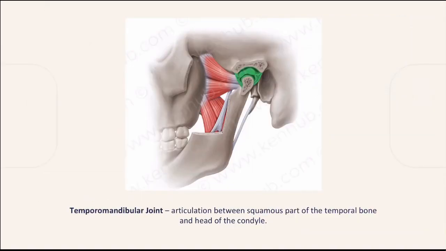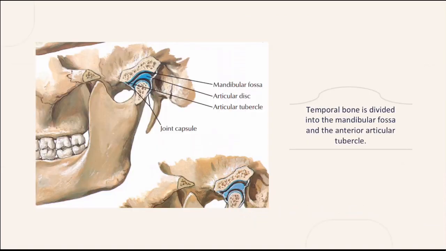The temporomandibular joint is the articulation between the squamous part of the temporal bone and the head of the condyle of the mandibular bone. Anatomically, the temporal bone portion is divided into two parts, the posterior articular fossa or the mandibular fossa, and the anterior articular tubercle.